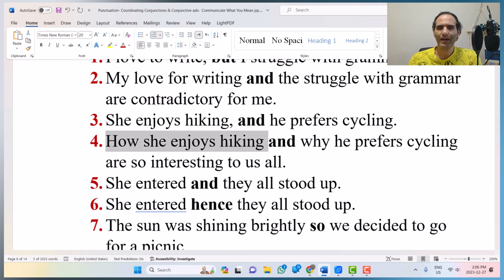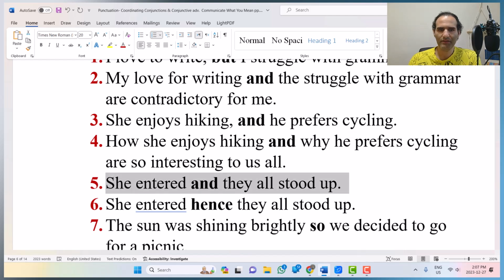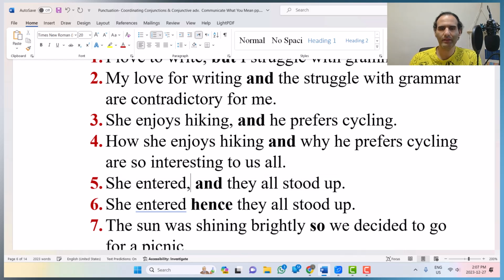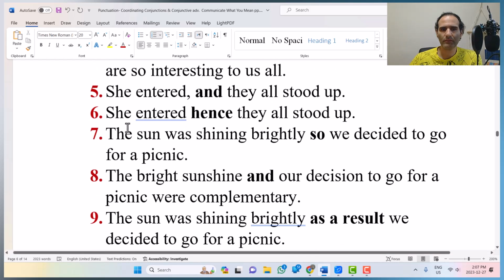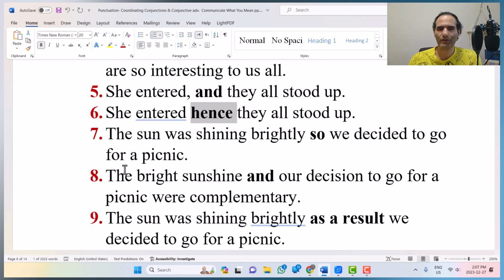Number 4: "How she enjoys hiking," dependent clause. "Why he prefers cycling," dependent clause. So we don't need a comma. Number 5: "She entered," independent clause. "They all stood up," independent clause. We need a comma before. Look at number 6: "She entered; hence, they all stood up." It is not a coordinating conjunction. It is a conjunctive adverb. It needs a semicolon before and a comma afterwards.